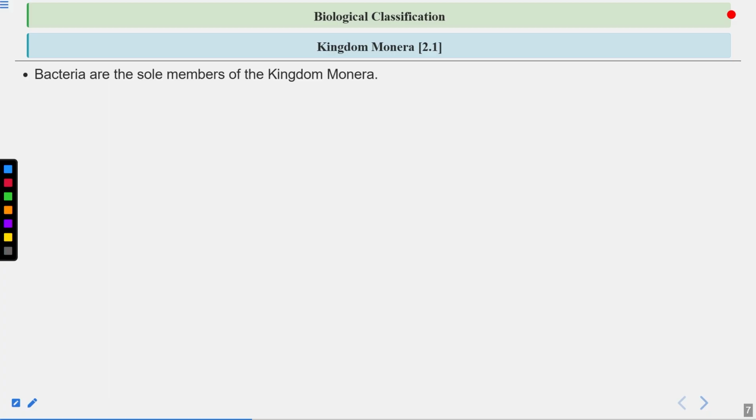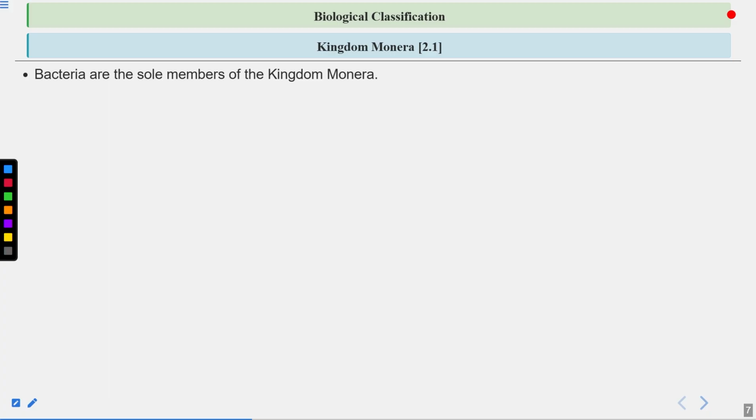Then let's talk about the 3 domain system. So what happened in the 3 domain classification system? The Kingdom Monera was further divided into 2 domains. So Kingdom Monera consists of all the prokaryotes. Okay. So what were the 3 domains? Archaea, bacteria and eukarya. These were the 3 domains.